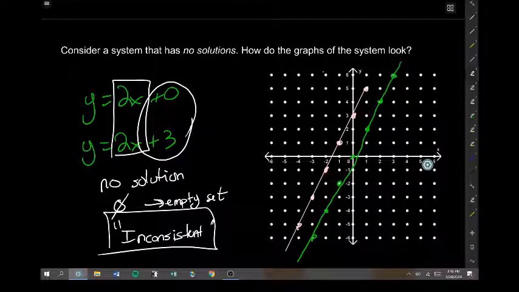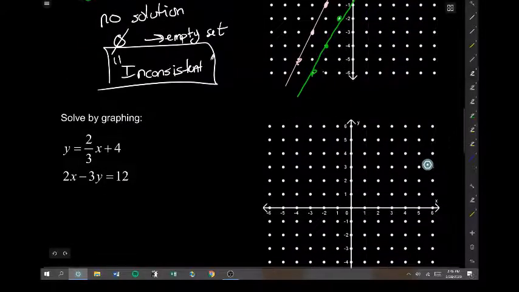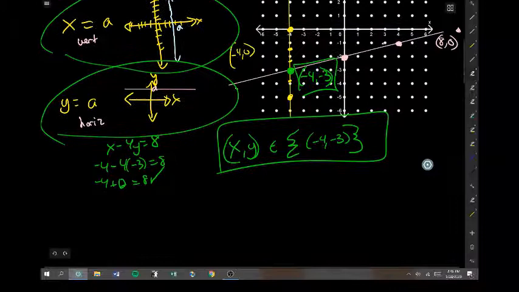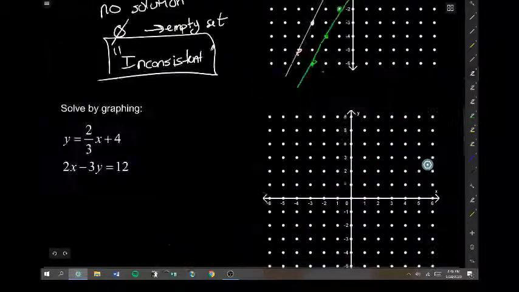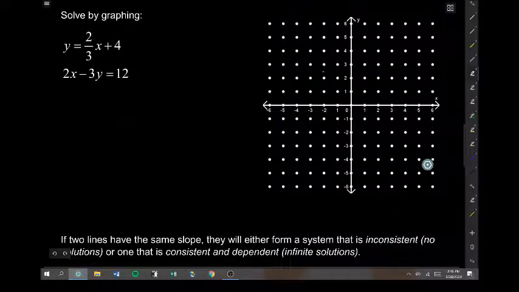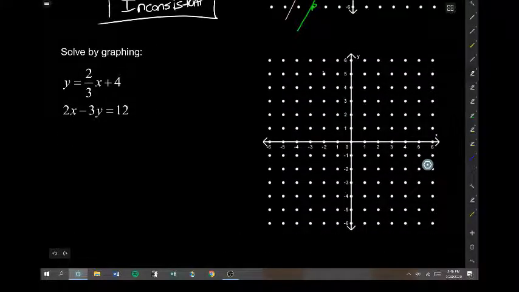Okay, parallel lines have no solutions, empty set. There's actually three possibilities. There's crossing at one point, crossing at no points, and finally we'll do the third. What do you think that third possible scenario is?